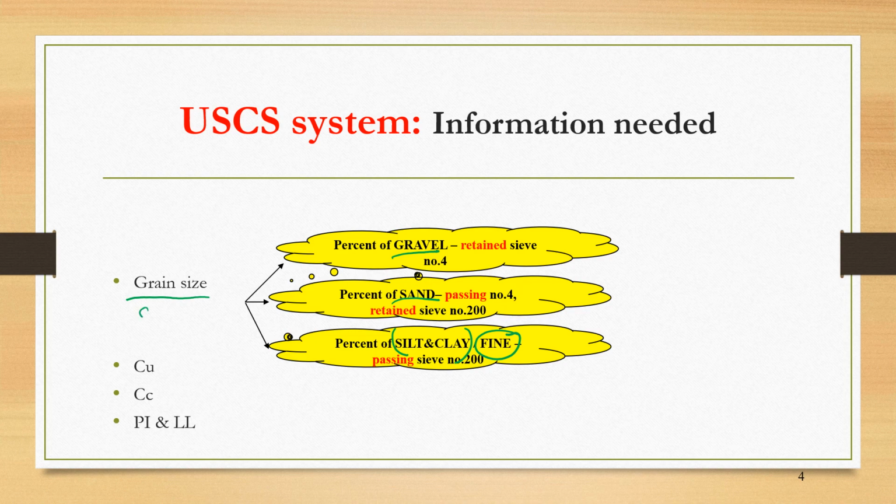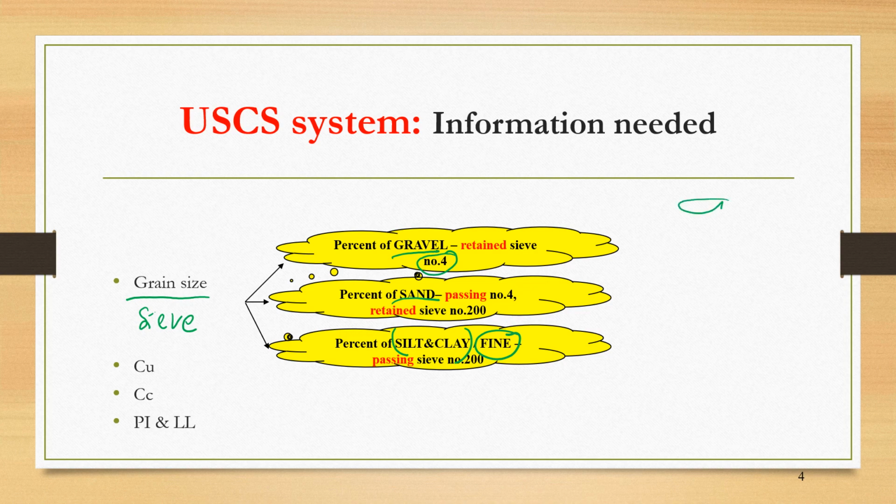So it is actually from what? From sieve analysis. Gravel is whatever material is retained on sieve number 4. Sand is whatever passes number 4 but is retained on sieve number 200. And fine is definitely anything that passes sieve number 200.